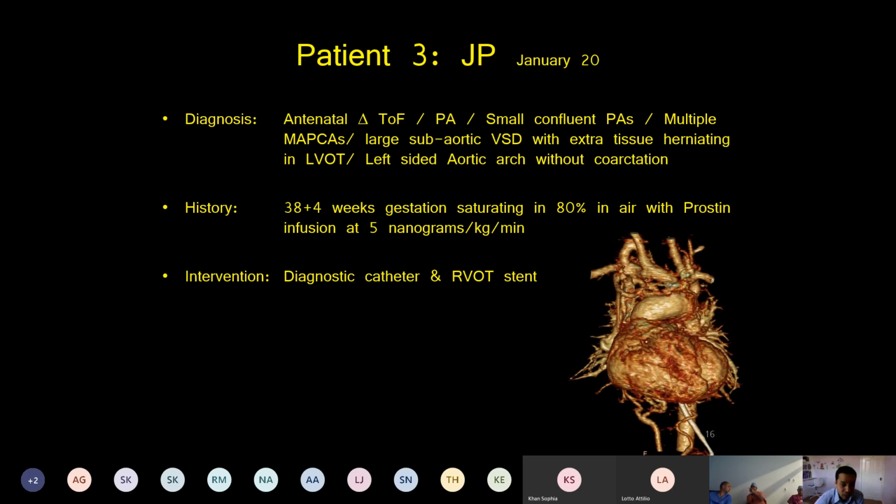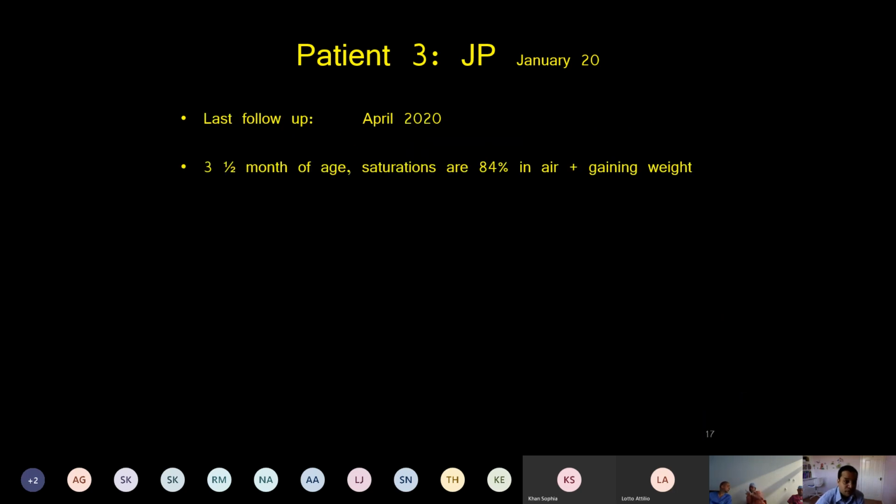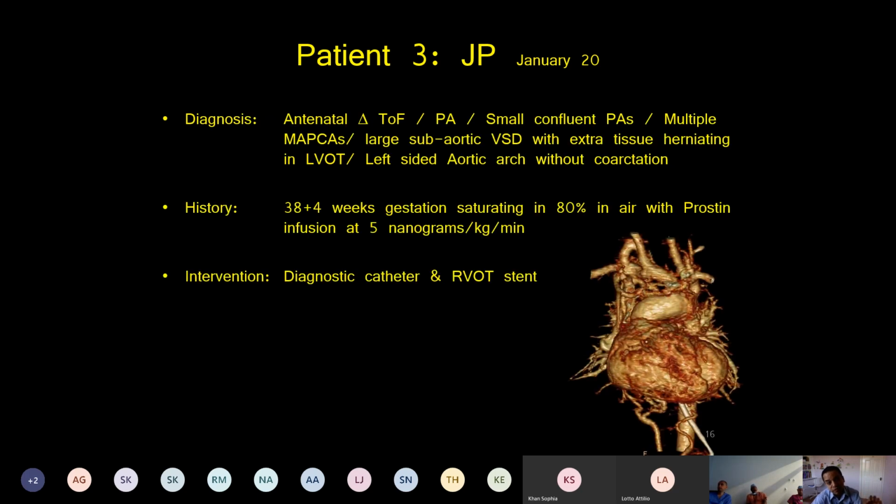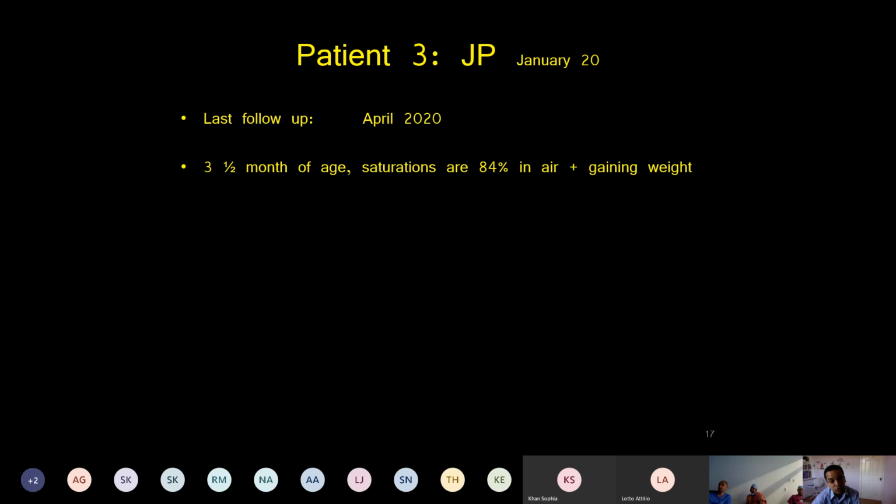This patient had a diagnostic catheter and an intervention at the same time, had an RVOT stent put in, and made a very quick recovery. I think he stayed in ICU just overnight. On the follow-up in April, at 3.5 months of age, saturating 84 in air, gaining weight, doing well. So this is pulmonary atresia VSD with MAPCAs, who has been investigated and intervened upon with an RVOT stent and is doing well. We need to keep following this one.